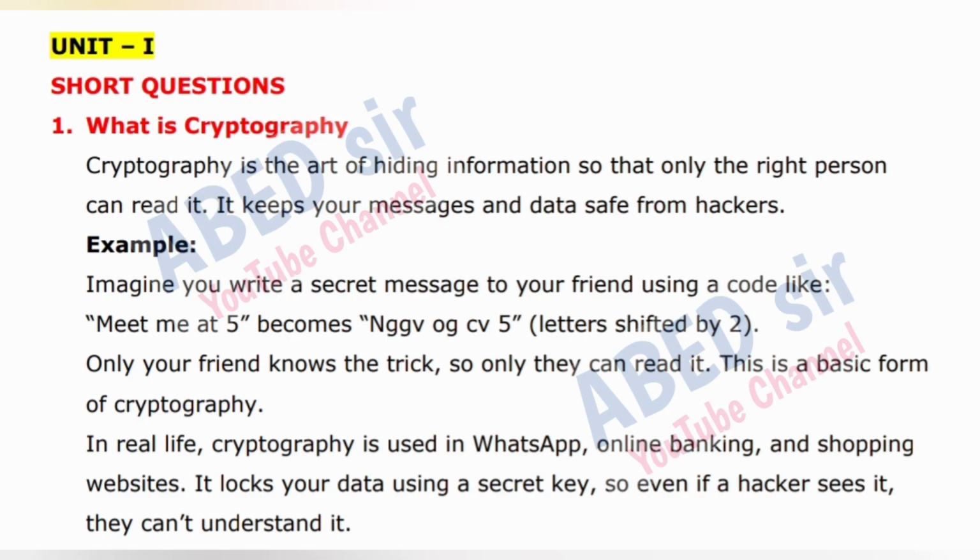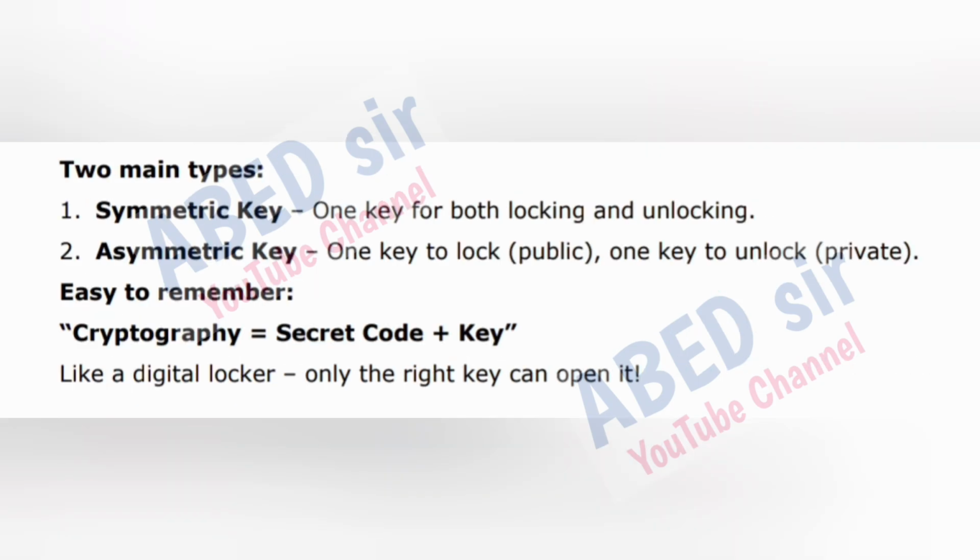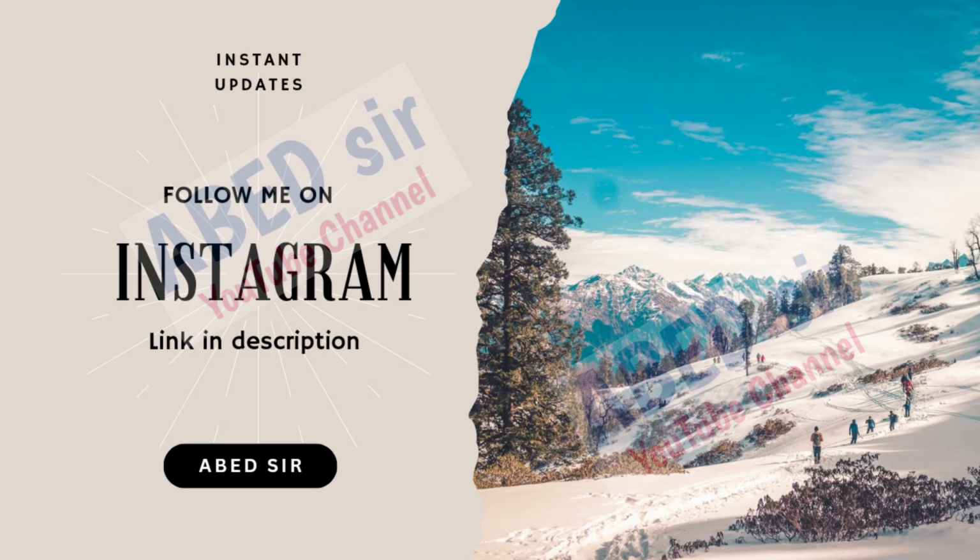In real life, cryptography is used in WhatsApp, online banking and shopping websites. It locks your data using a secret key, so even if a hacker sees it, they can't understand it. Two main types. 1. Symmetric key, one key for both locking and unlocking. 2. Asymmetric key, one key to lock, public, one key to unlock, private. Easy to remember. Cryptography is equal to secret code plus key. Like a digital locker, only the right key can open it. Next important short question is 2.